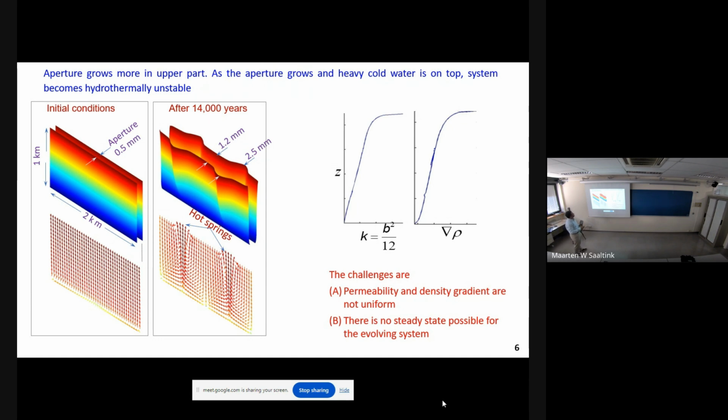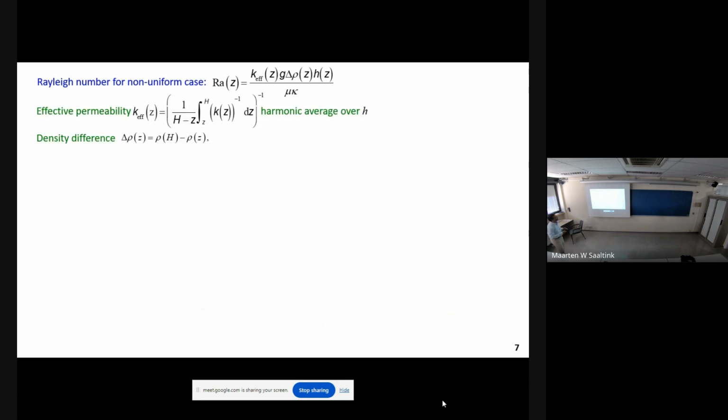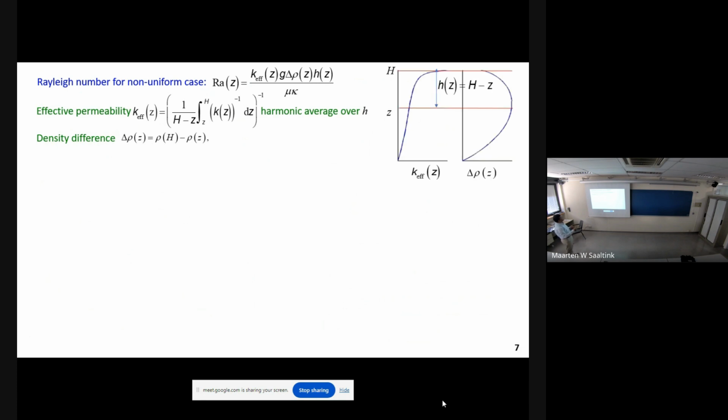Here, the permeability is not uniform because the apertures are small at the bottom and large at the top. So the permeability field is something like that. And because of the advective convective heat transfer, the temperature gradient as well as the density gradient is also not uniform. So that gives some challenge to calculate the Rayleigh number. What we did, we calculated the Rayleigh number as a function of Z. So we calculate effective permeability for a certain depth. I will explain that here.